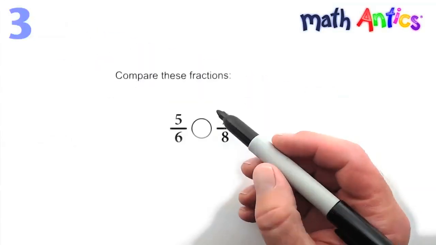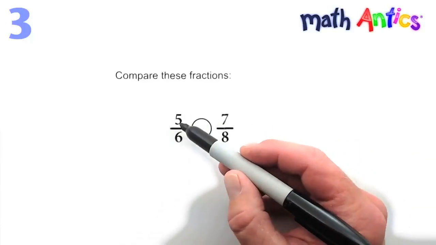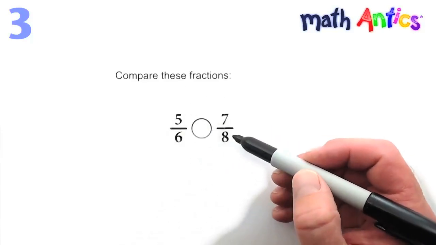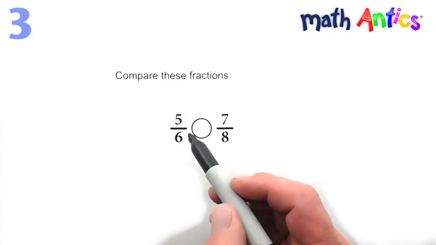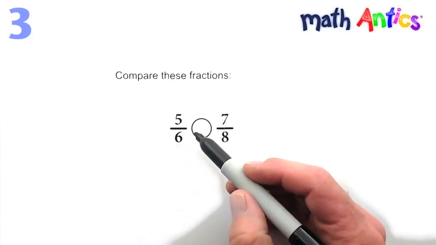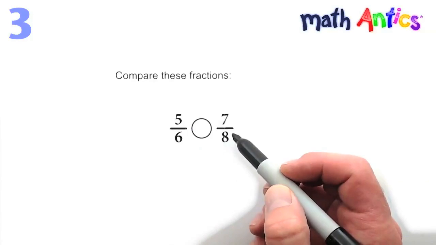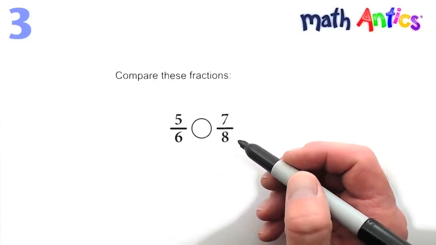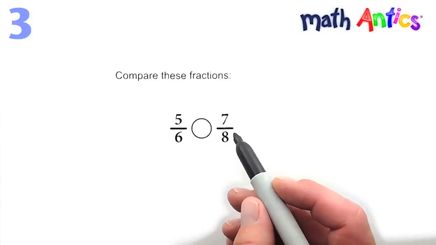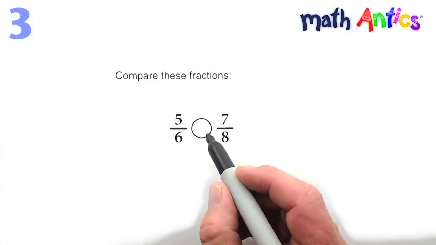In our next problem, we need to compare the fractions 5 over 6 and 7 over 8. Now these are not like fractions. The bottom numbers are different, so we can't just look at the top numbers. We have to take the whole fraction into account. But this is where we can use the cross-multiplying trick that we learned in the video lesson. This is a great way to compare unlike fractions.